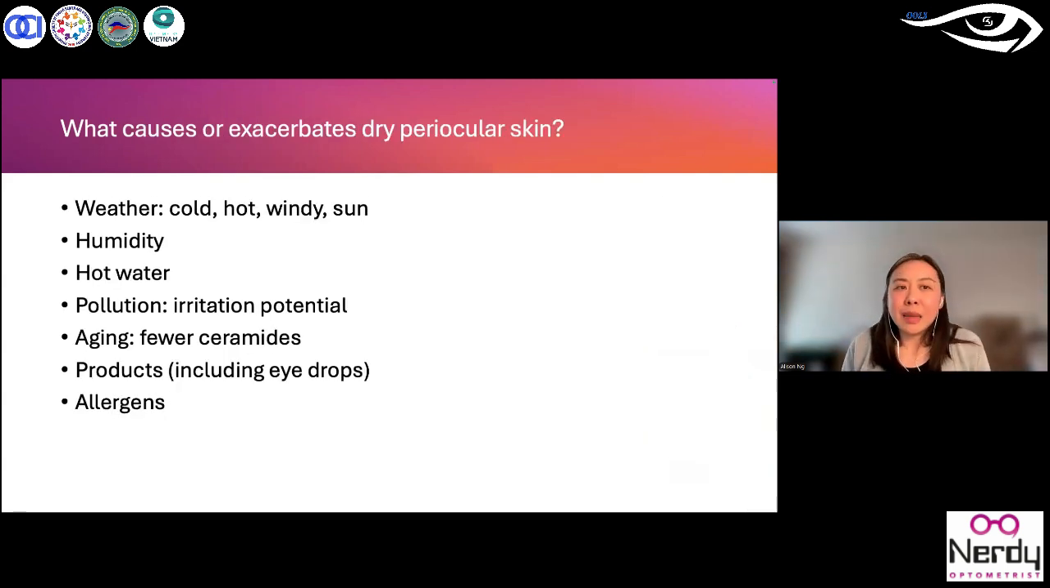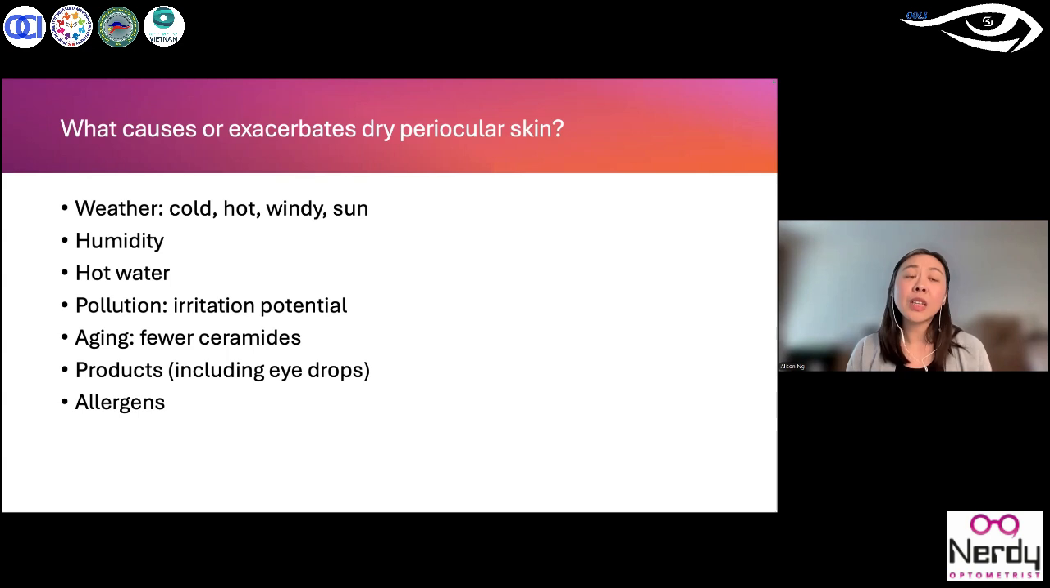So what can exacerbate or cause dry periocular skin? And this is a summary list that you'll see quite often cited in terms of what can exacerbate dry skin around the eyes. One of the common factors is weather, and particularly extreme weather conditions. So if it's very cold or very hot, if it's very windy or it's very sunny.